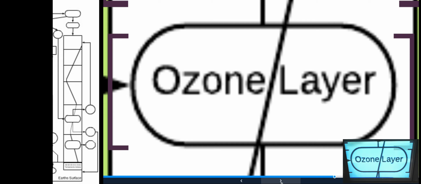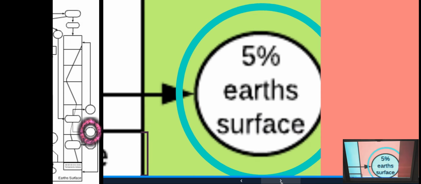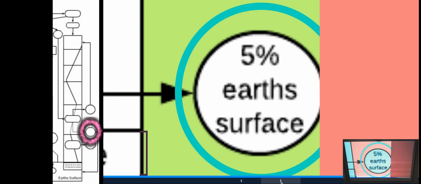And then follow the lines. Yep, that's the ozone layer. And how much of that energy makes it through? 5%. Good. So if we go through that and go down, it goes down and off to the side. 5% of that UV makes it down to the Earth's surface. So it's down there, making things nice and warm.